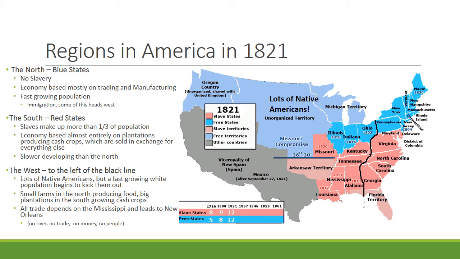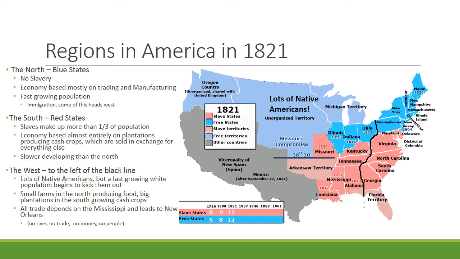And one other thing about the South is it's very slow growing. Basically, it hasn't changed very much since before independence. There are still just huge farms producing stuff agriculturally, and it's not changing or growing very quickly. This is important because as time goes on, as the North grows and the South does not grow, the North becomes more and more powerful compared to the South.